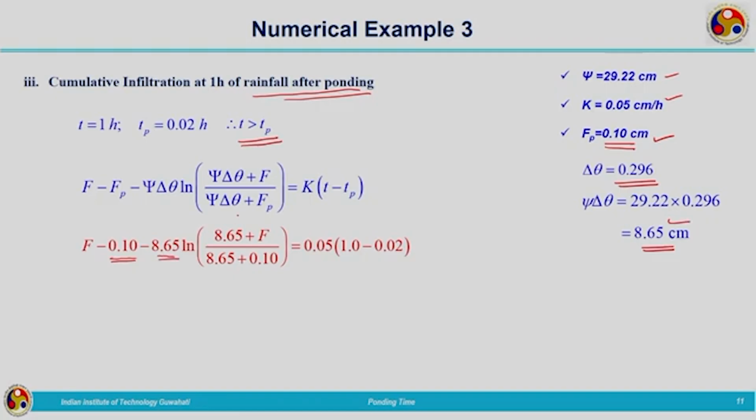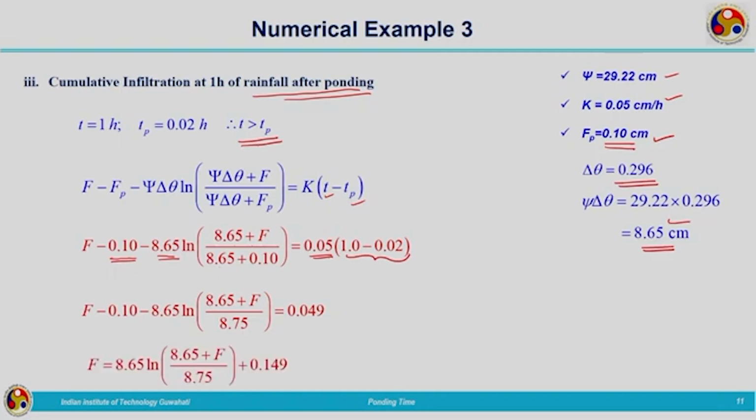Ln of (psi delta theta plus F), 8.65 plus F, divided by psi delta theta plus Fp, that is 8.65 plus 0.1, is equal to k times (T minus Tp). K is 0.05, T is 1 hour, Tp is 0.02 hours. So, some of the values can be calculated over here, and we can simplify the equation. It will come out to be F is equal to 8.65 ln of (8.65 plus F) divided by 8.75, plus 0.149.